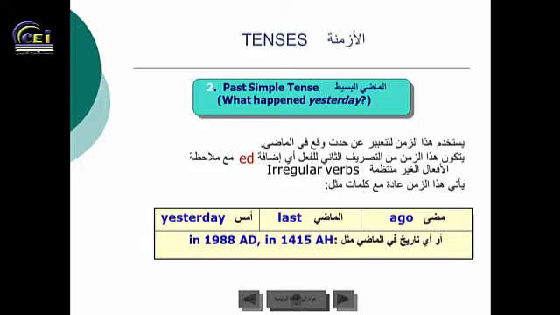But the past simple tense, what happened yesterday? The key words in the past simple are yesterday, last, ago, in the old earth, say, in 1988. These are the key words in the past simple.